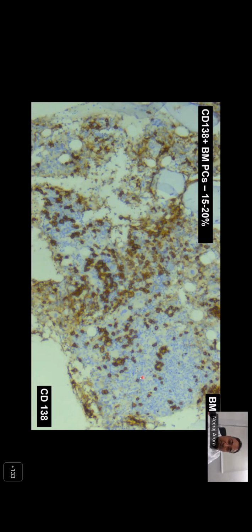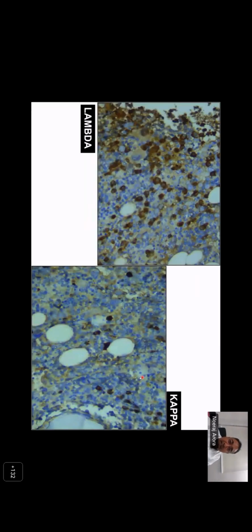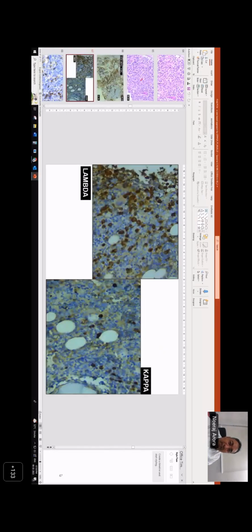So it was approximately 15 to 20%. Since Prashant had shown you the markers which we try to use on flow cytometry, which includes CD38, CD138, CD27, CD81, a lot of markers are available. On immunohistochemistry, CD138 is one of the most specific markers available, which you use along with CD38 to characterize those plasma cells. But that alone is not sufficient to say that these are plasma cells, because you can get some of the other conditions as well.